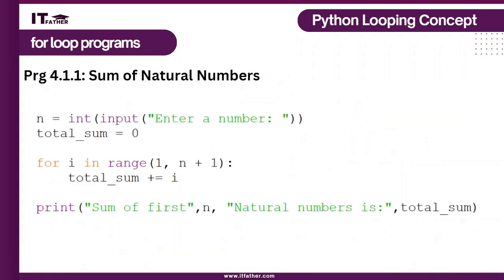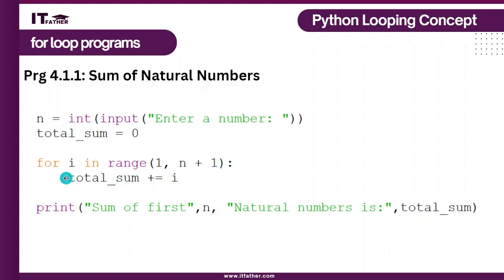Now let us see some programs based on the for loop. First, the sum of natural numbers. We have already explained this. The user is going to enter a number, and we are going to get the sum of all the numbers from 1 to the number entered by the user. Now, for i in range 1 comma n plus 1, where n is the number entered by the user, and we have taken a variable total sum to store the calculated number.